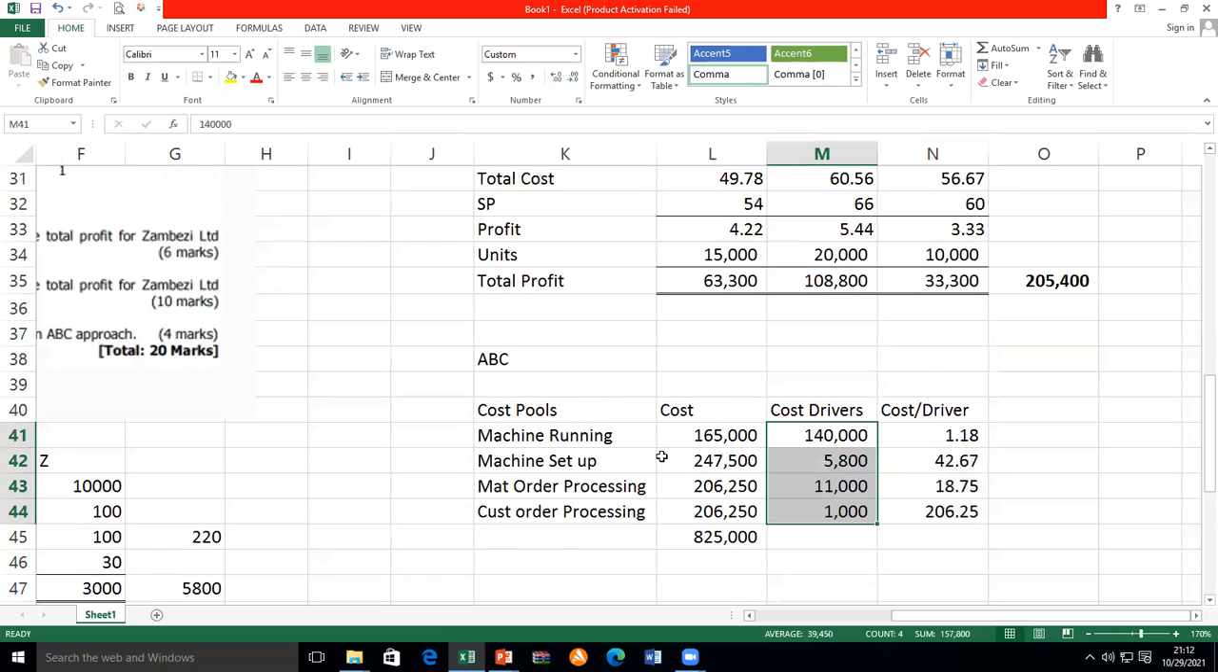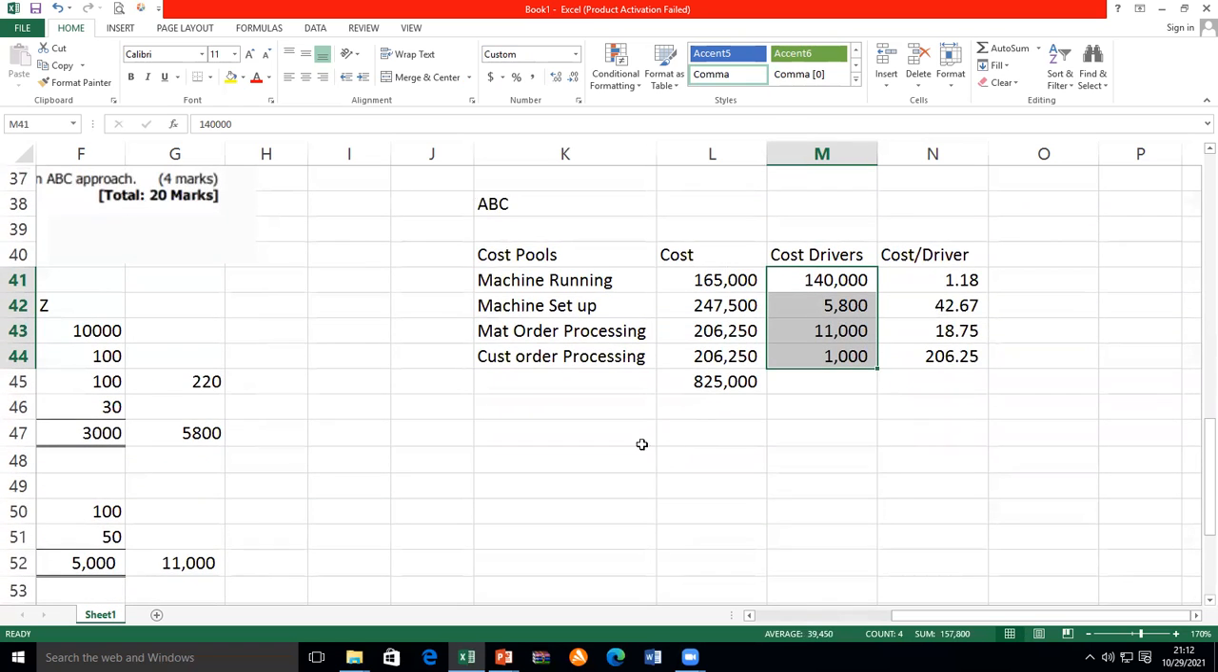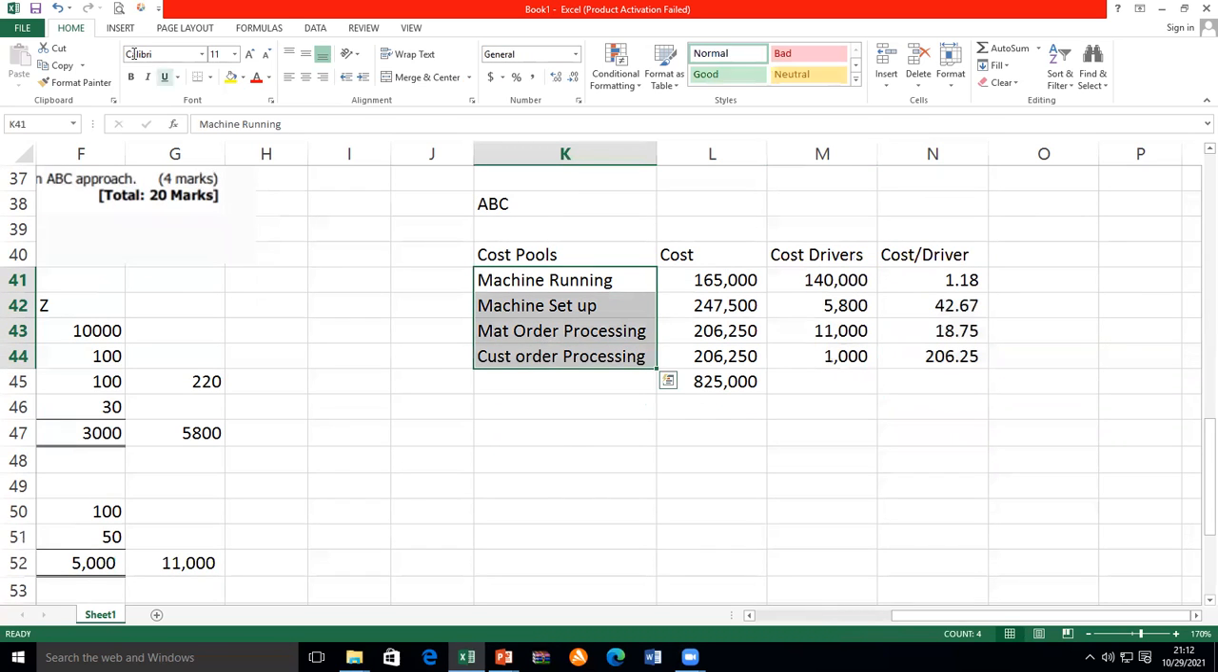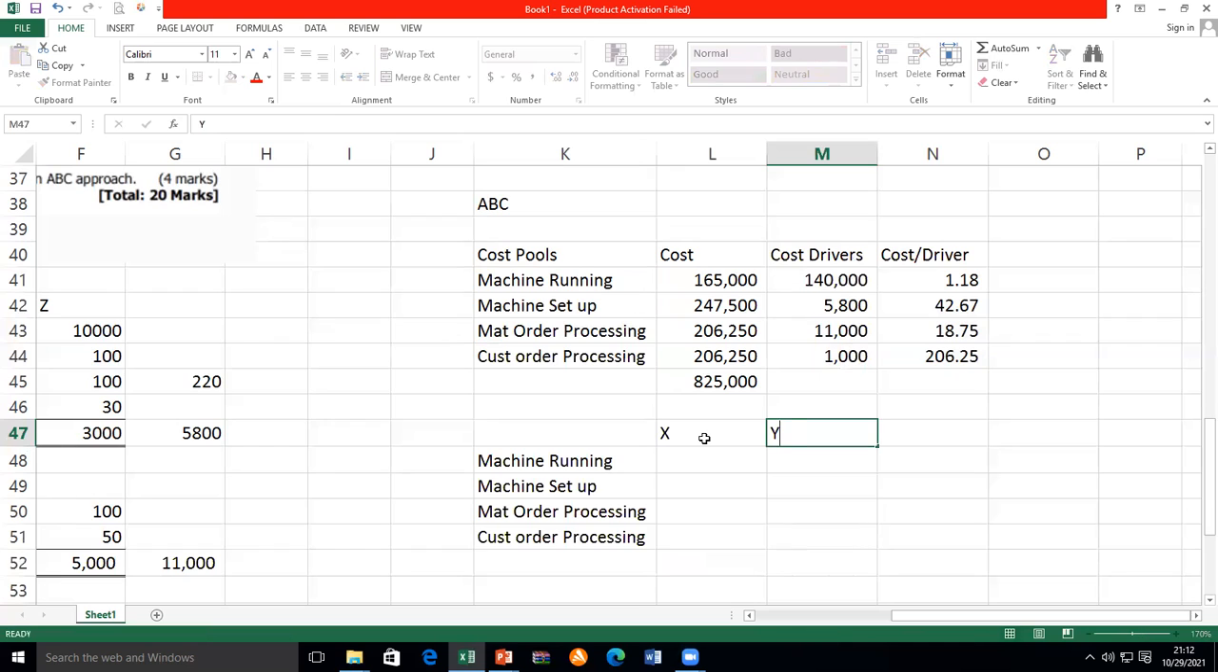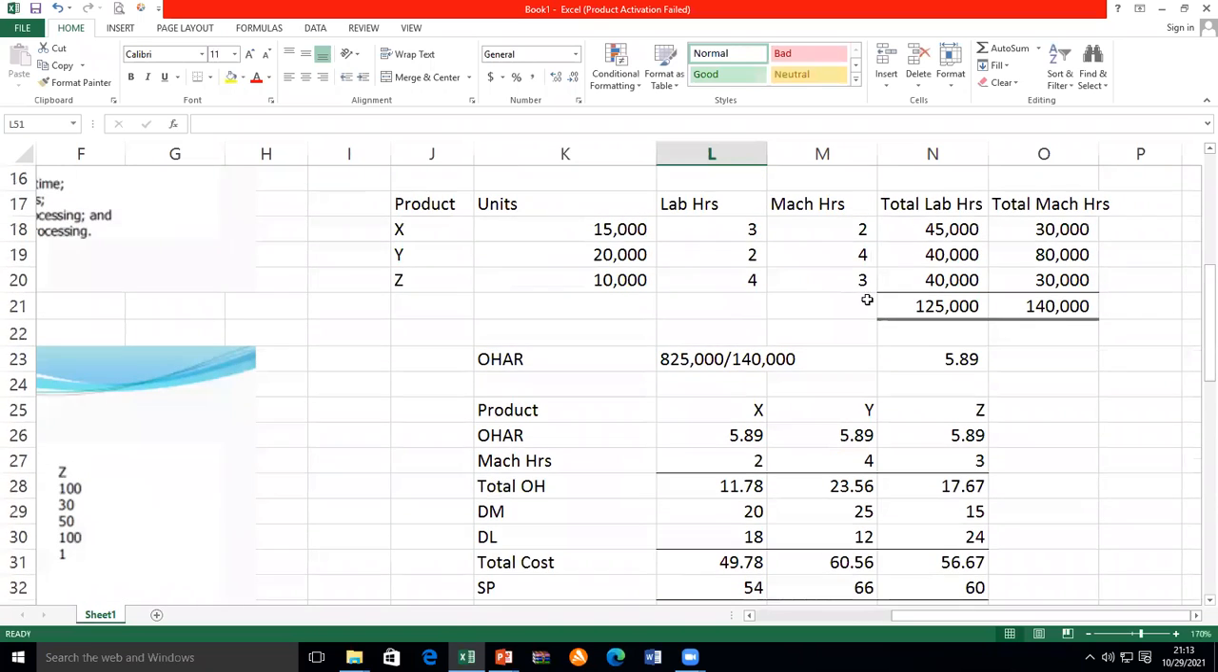What's the last stage to do? You now need to go back and charge the cost. So let's charge the overheads now. Let's absorb the overheads. How do we do that? We come here, we pick the overheads, and we go on each product: product X, product Y, and product Z. So let us charge. How many hours? How many hours? So you come here.